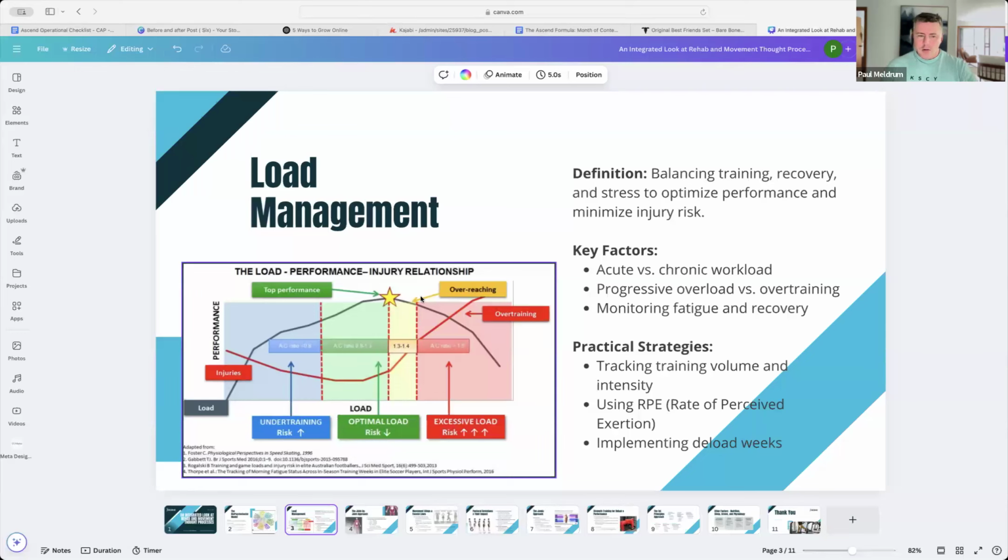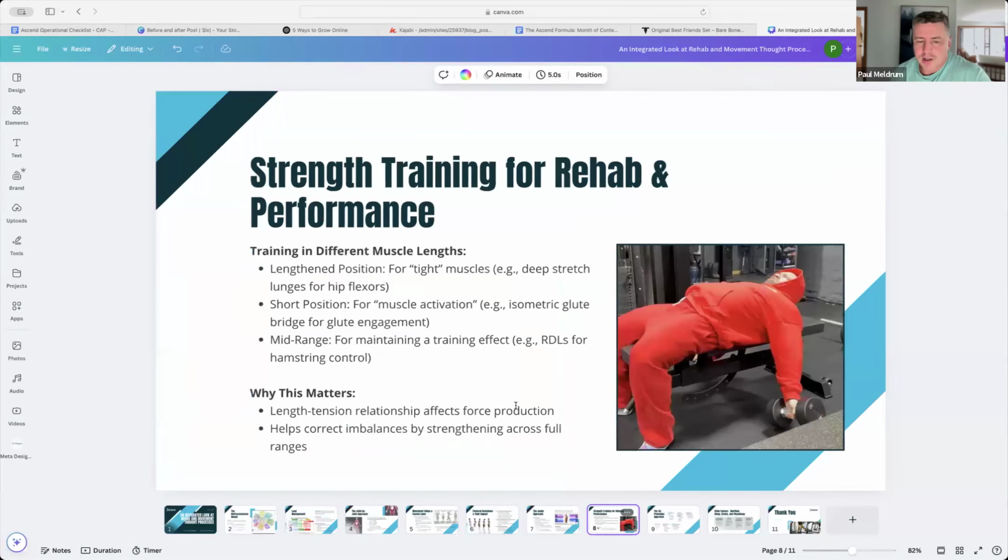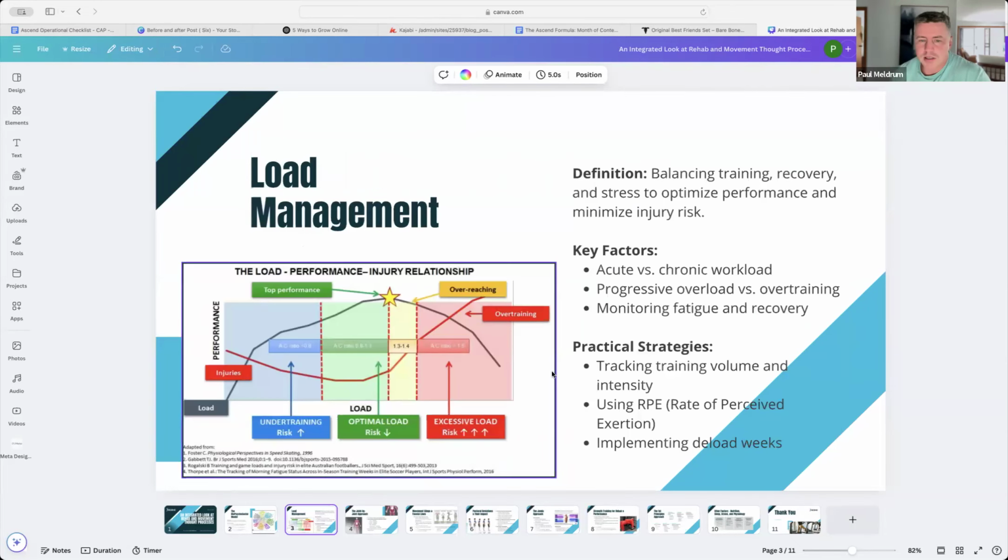We're overtraining. We've probably gone past overreaching and we're using excessive load risk. So if you get a strong person, this can very much happen very quickly, right? As soon as we change to our lengthened position exercises, things like front foot elevated split squats, sissy squats, and all those types of exercises, we've shifted our load off those mid-range tissues and put it into lengthened positions.